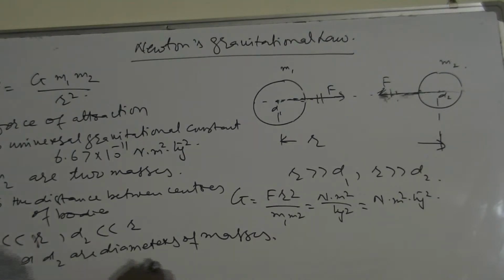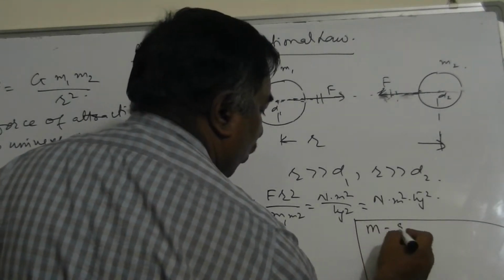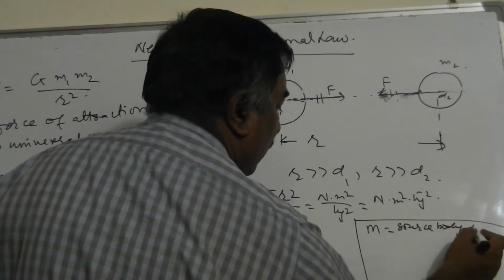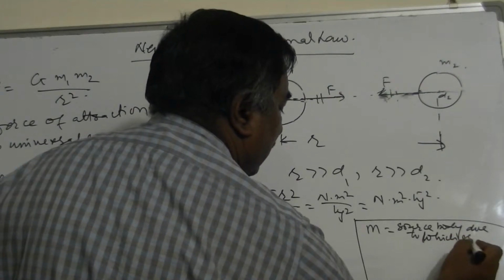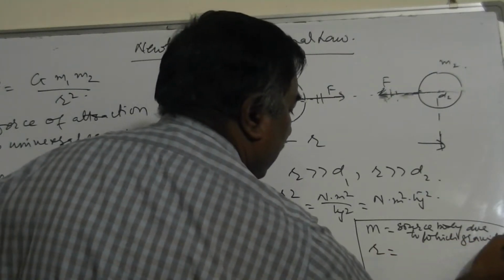Always in this chapter, a few things. First of all, I will take capital M as the source body, due to which the gravitational field exists.